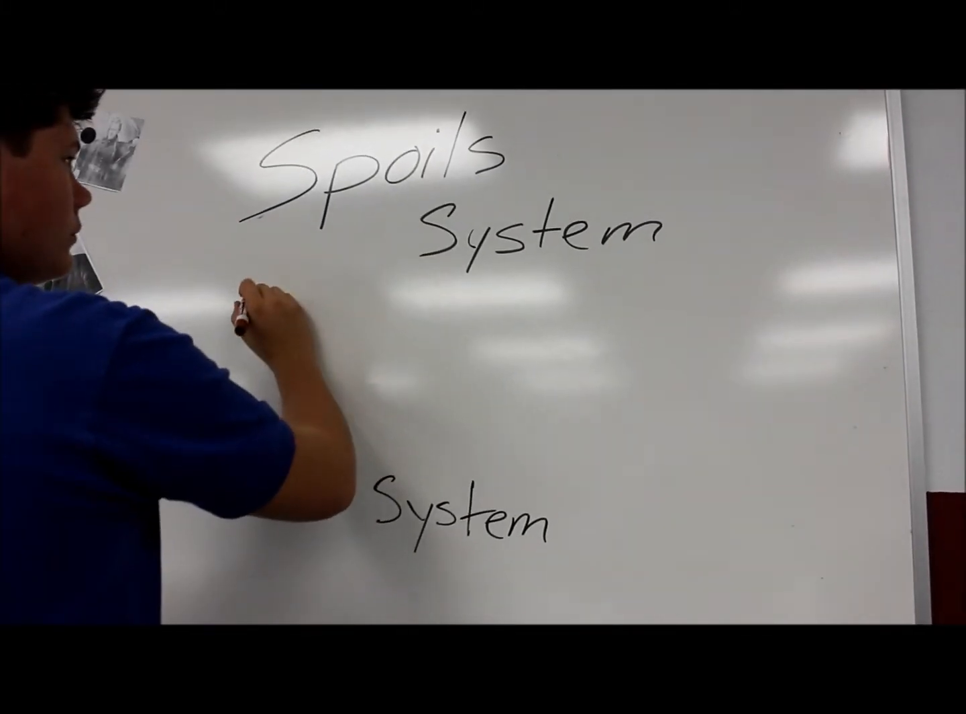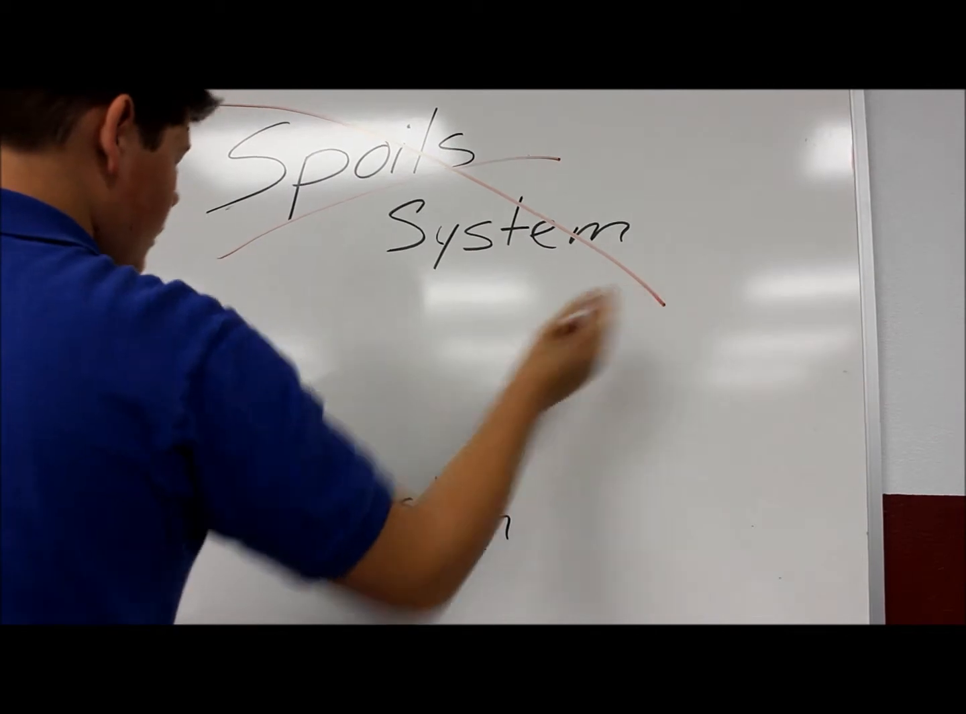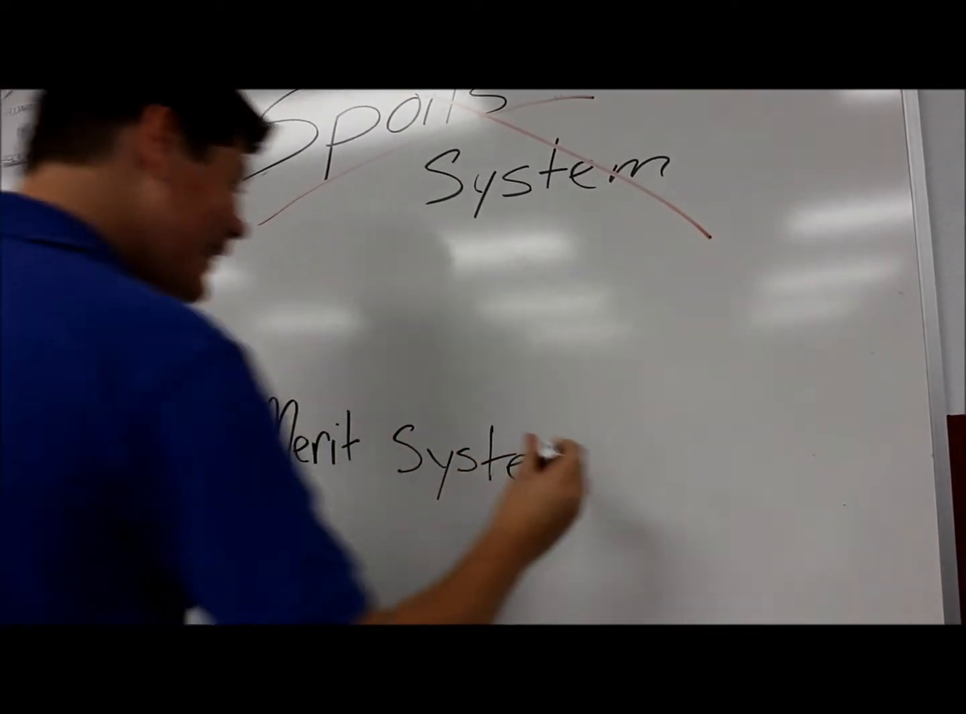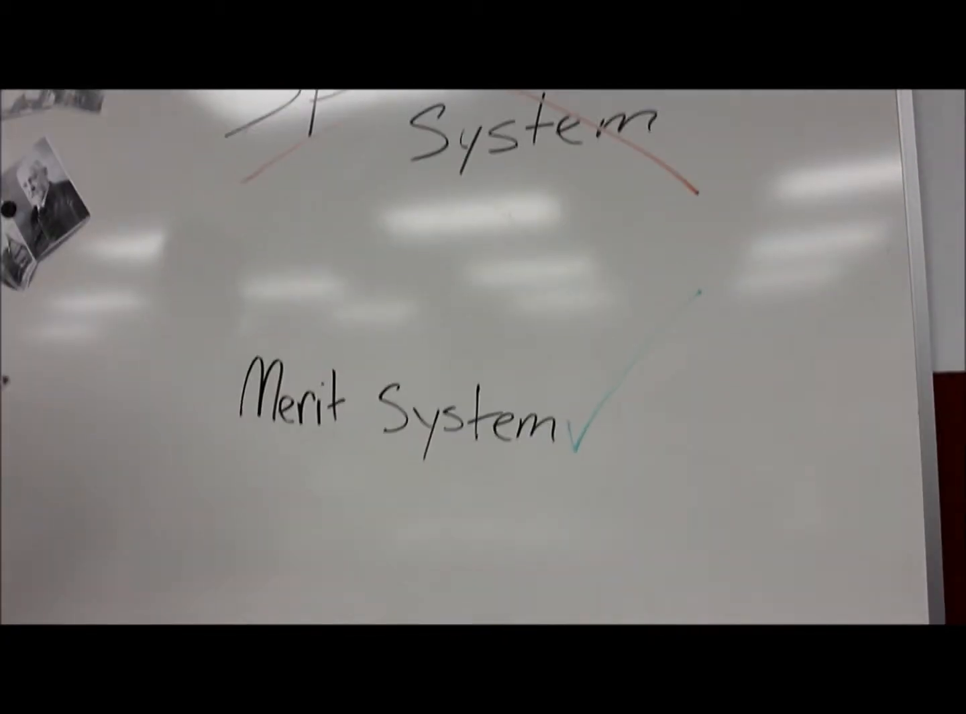In history, the spoils system has been used, but is not the best, as opposed to the merit system, where offices are awarded on the basis of some measure of merit independent of political activity.